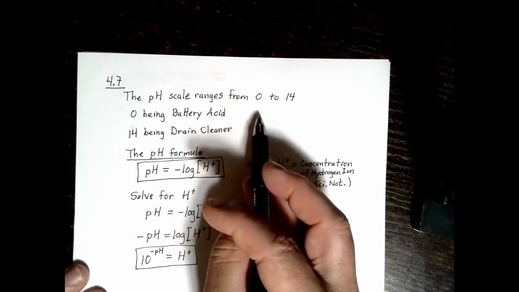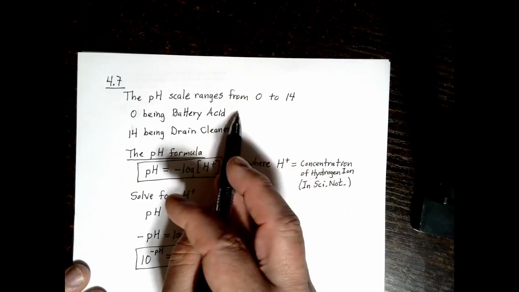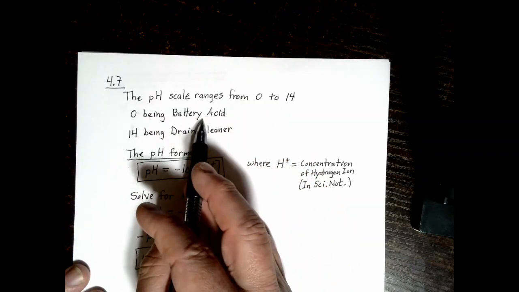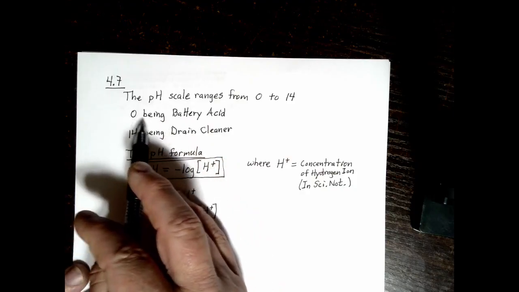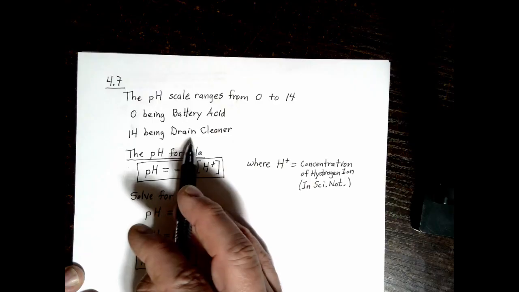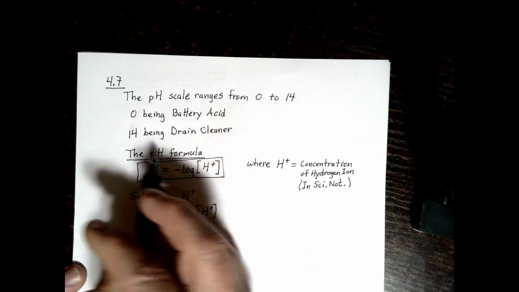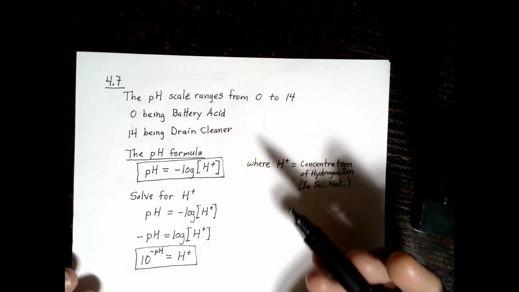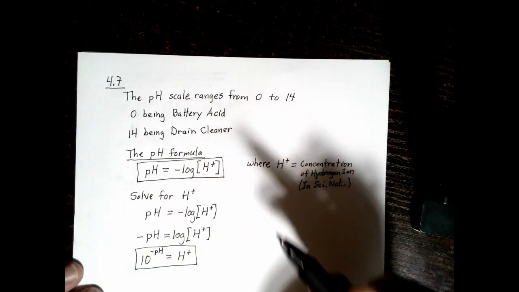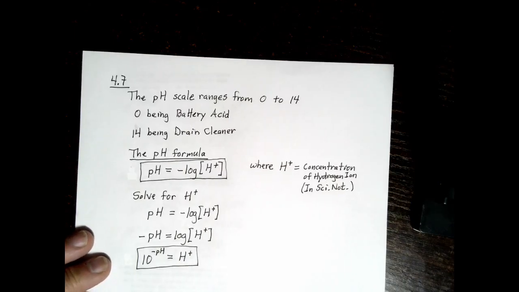Now the pH scale is a number that ranges between 0 and 14. A pH of 0 is something like battery acid, and a pH of 14 is something like a liquid drain cleaner. 7 is right in the middle, and if you're less than 7, it's an acid, and if you're greater than 7, it's a base.